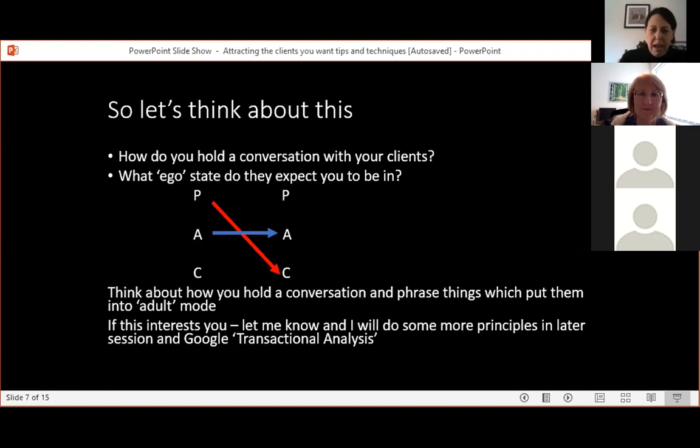Now, if this is something that interests you, do drop something in the chat box, because transactional analysis is something I really like. I know Emma likes it as well. Certainly Google it. There's loads and loads of stuff out there, but there's lots of different things that fit around this. And if we can get those relationships working, if we can get you to drag those clients that are being the child or the petulant child back into adult mode, it means you can have that conversation. If you can have that conversation, you're in a position to help them. Any thoughts from you there, Emma, on this one?